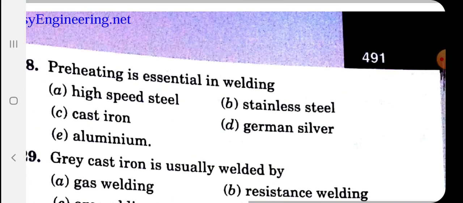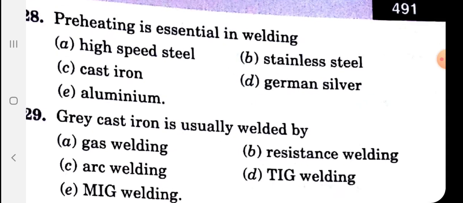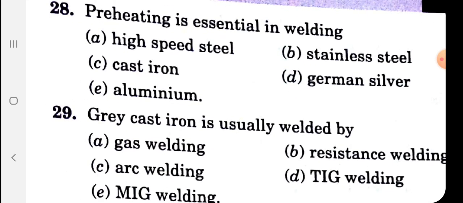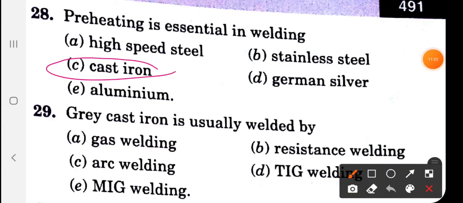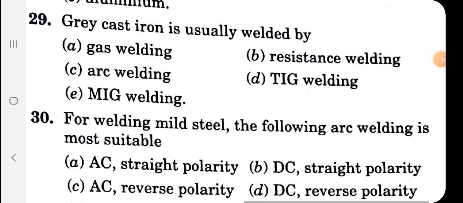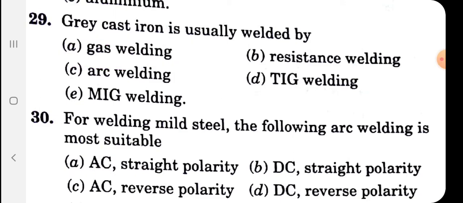Okay. 28. Preheating is essential in welding of, that is 28 is C, cast iron. Next, grey cast iron is usually welded by. Just now we studied grey cast iron is welded by gas welding, or oxy-acetylene welding. 29 is A.